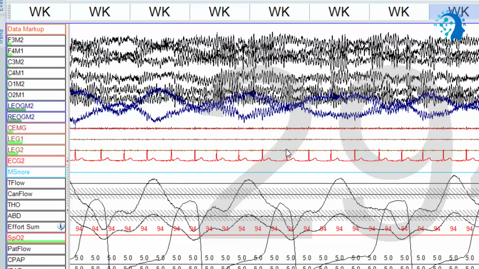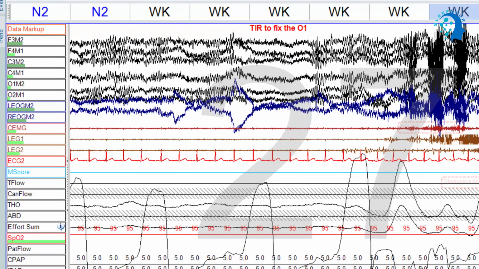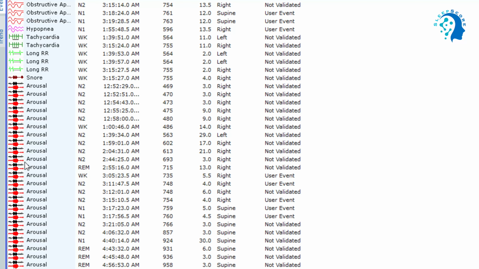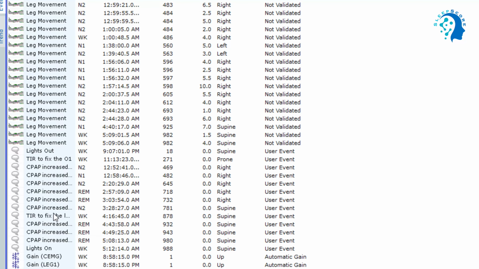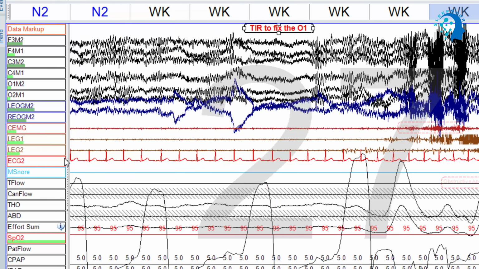And another thing, there are several notes, and every time we put a note, like let's say TIR to fix O1, if you check here and type, look here, TIR, you see here, TIR to fix O1, right? If I double click this one, then it takes me right here. See the system?